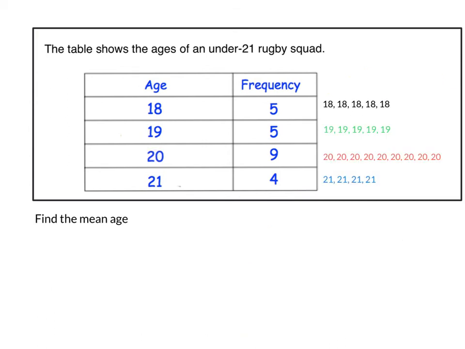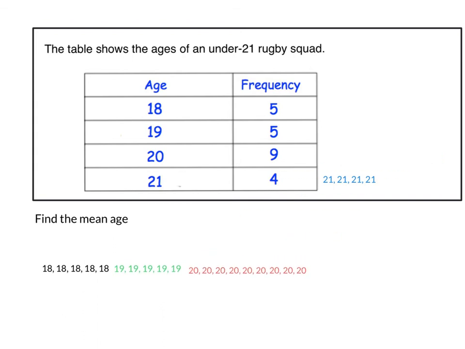So same data, I've still got the data written out on the side. So there's 5 18s, 5 19s, 9 20s and 4 21s. Now we're going to find the mean age. Now if I was just looking at this list, that would be really nice and easy. So again, let's move this list down to here. And what I would be doing is adding them all together and dividing by how many there are.